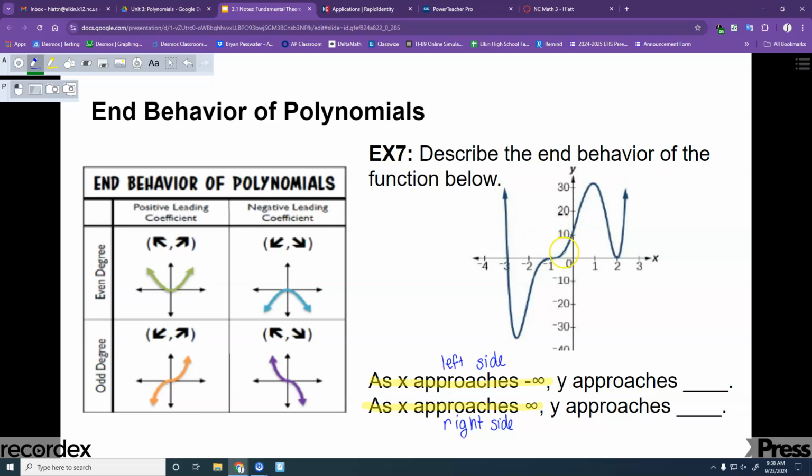So if we look at this graph on the left side, what happens on that left side as x approaches negative infinity? What happens to our y? It approaches positive infinity because it is going up, right? What about on the right side?